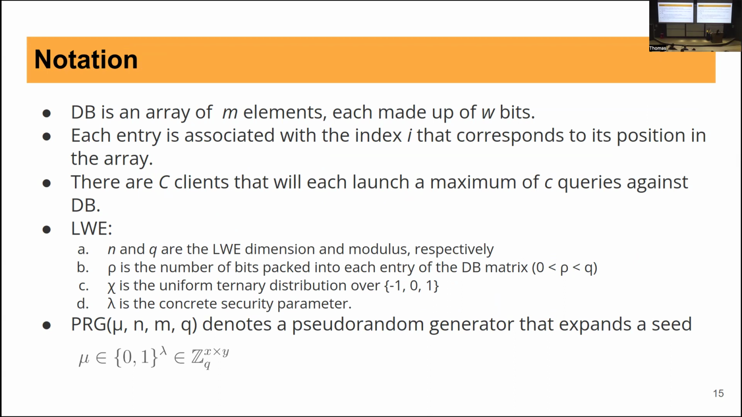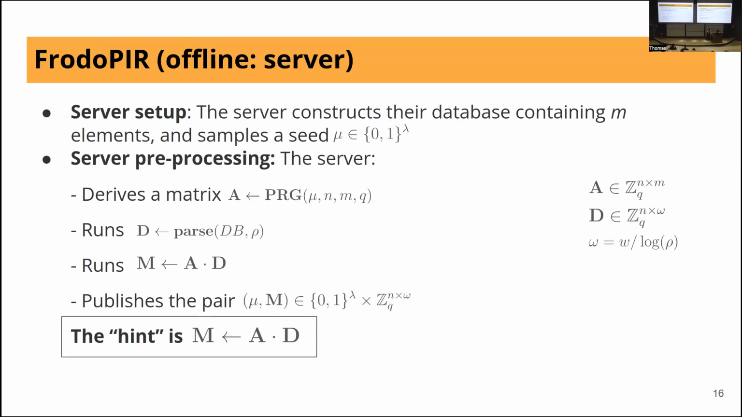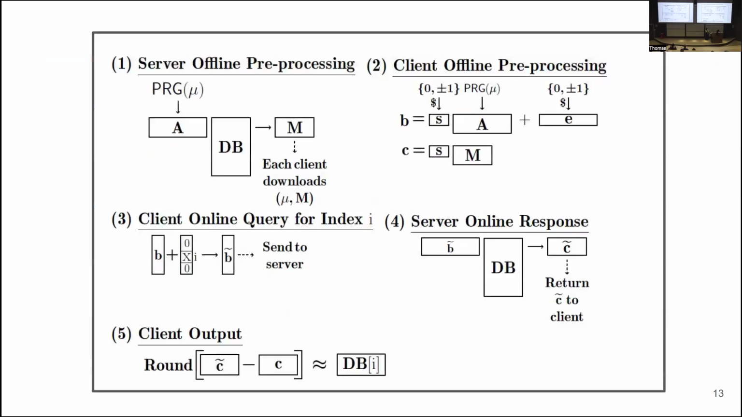There are obviously C clients that are going to be sending C queries against this database. We also, as I told you, are going to be using LWE, so we have to set the dimension and the modulus, which are going to be called N and P. And Q, rho, which is the number of bits that are packed into each entry of the database matrix. I'm going to explain that later, so don't worry. Phi, which is the uniform ternary distribution, and lambda, which is the concrete security parameter. And we also have a pseudo-random generator that is going to be expanding a specific seed that we're going to be calling mu.